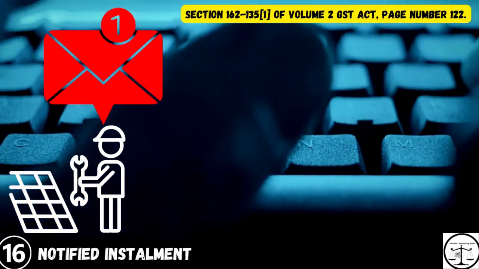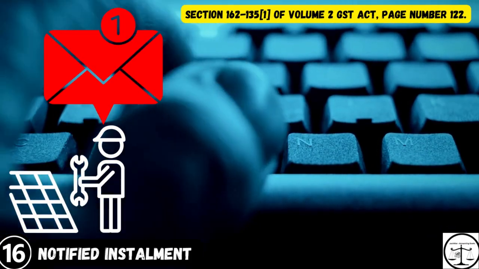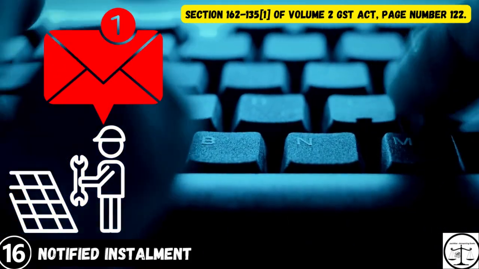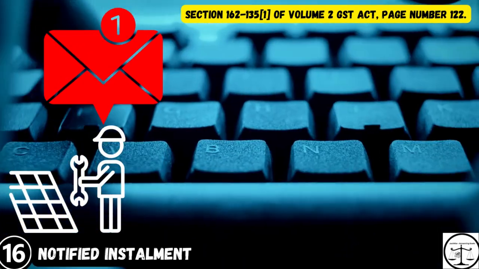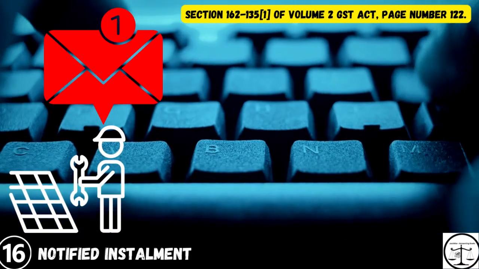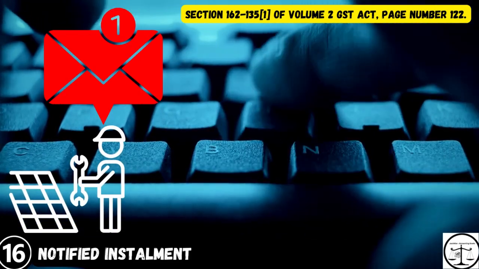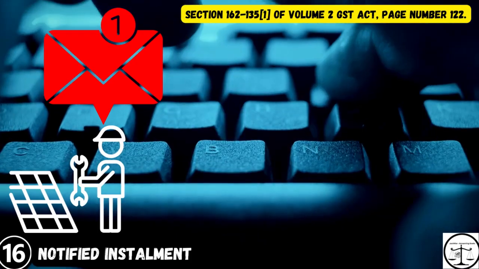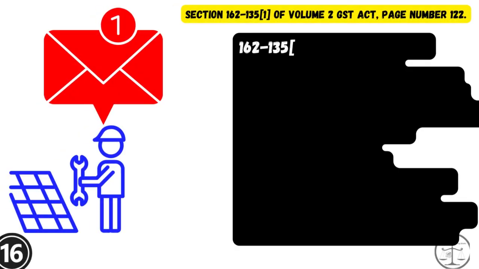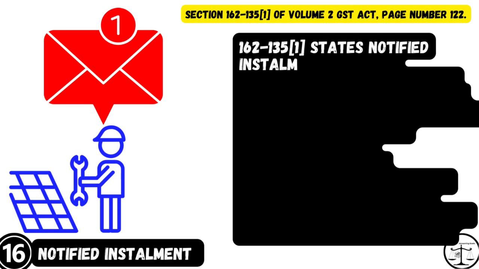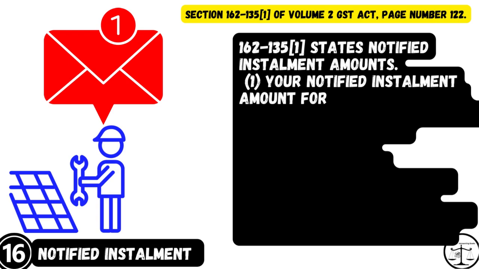Next word. Word number 16. Notified installment amount has the meaning given by subsection 162-135(1). That is section 162-135(1) of Volume 2 GST Act, page number 122. 162-135(1) states notified installment amounts.